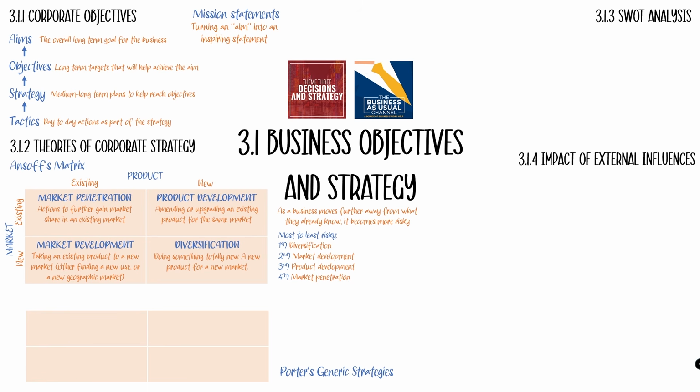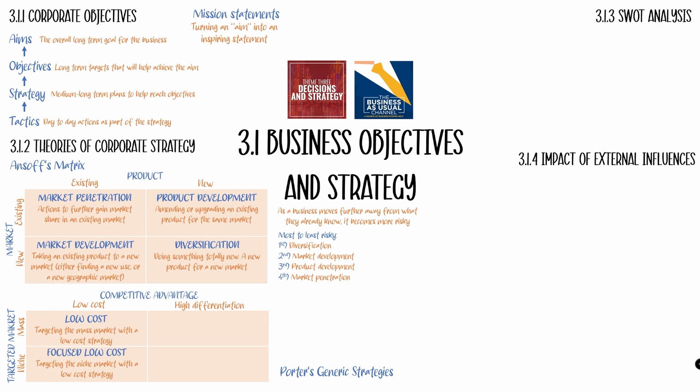The second theory here is Porter's generic strategies. We talked about Porter's theory in, I think it was the 1.1 video, where we talked about Porter's theory of competitive advantage. This is pretty much the same thing, but it focuses on the mass market and niche market. So it still goes low cost versus high differentiation, but it focuses on mass and niche. And to be honest, the only real difference here is if we've got low cost for the mass market, the niche market is just focused low cost.